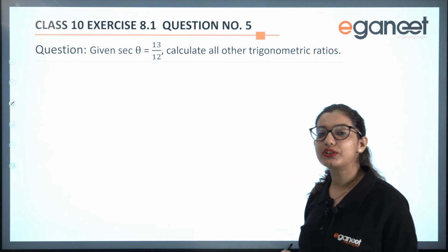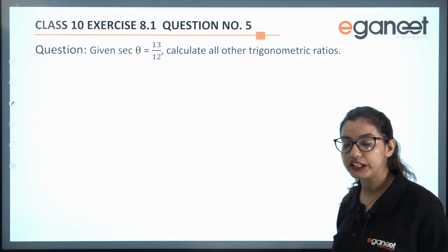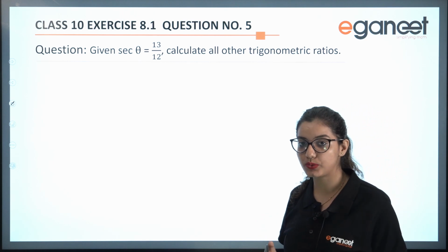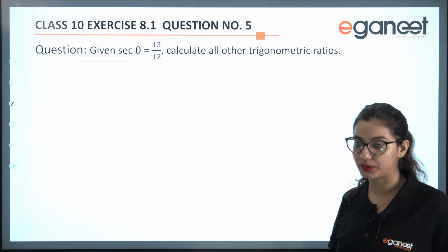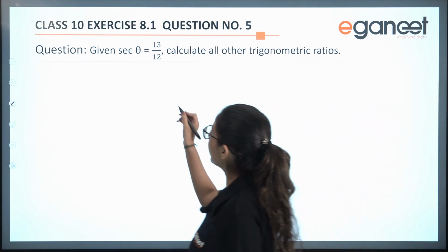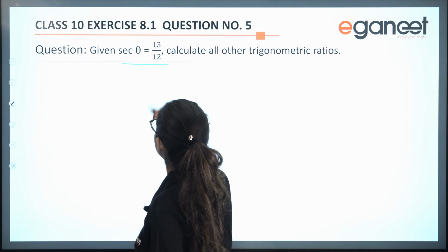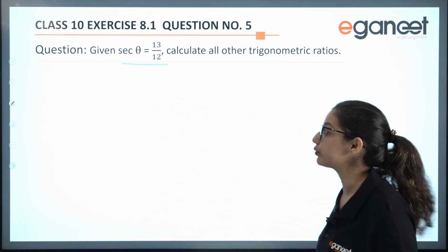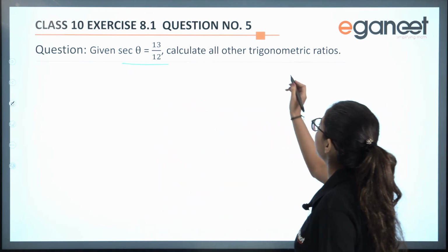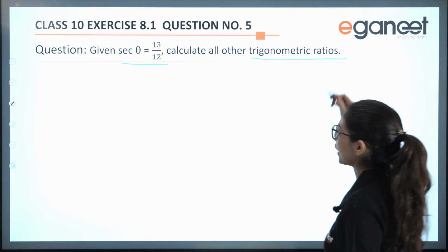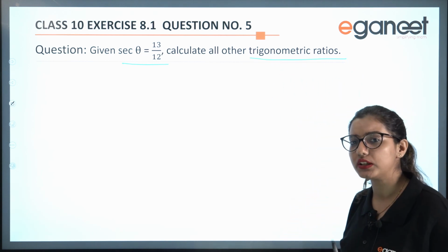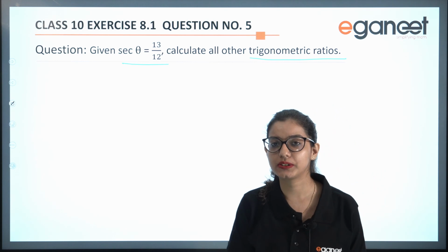So here we are going to read the question really carefully so that we know what is given to us and what we need to find. Okay. So see, here we are given that sec theta is equal to 13 upon 12 and we need to calculate all other trigonometric ratios. So can you recall the other trigonometric ratios?